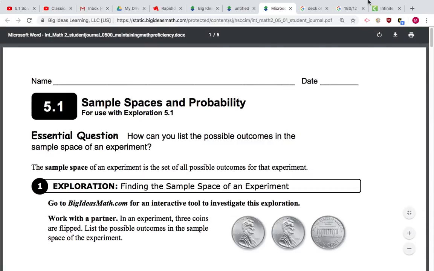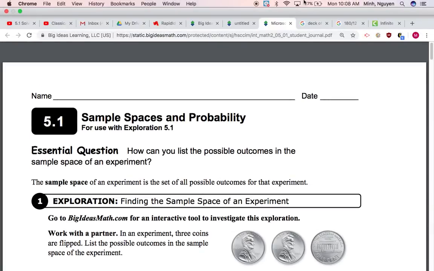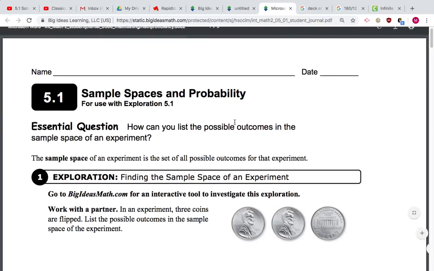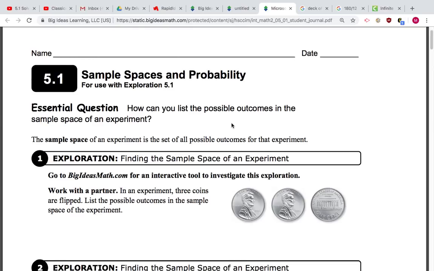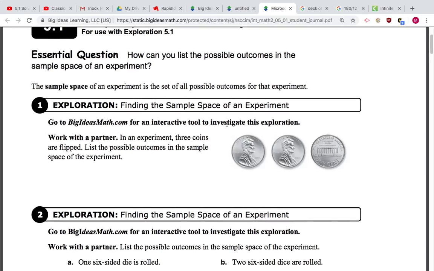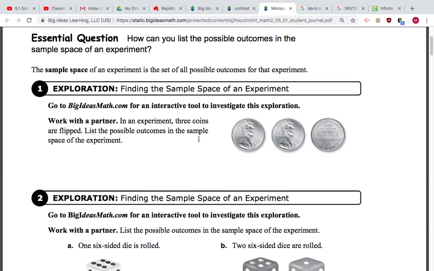All right, guys, we are on page 156 of your student journal, starting chapter 5, probability. So the intro section is sample spaces and probability. Sample space is just another way of saying all the things that can happen. So, finding the sample space of an experiment. The sample space of an experiment is the set of all possible outcomes, which is just another way of saying everything that can happen for that experiment.